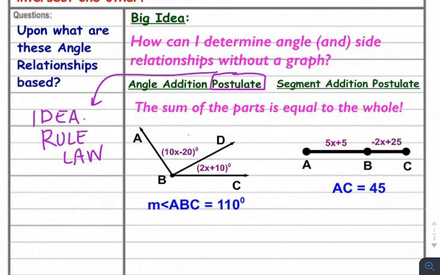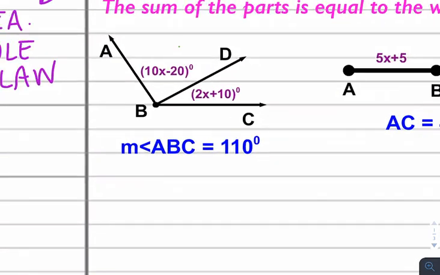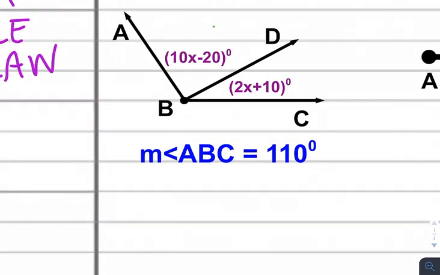The angle addition postulate and the segment addition postulate basically say if you have an angle or you have a segment, you can add the pieces together to get the whole thing. We can see that in action almost immediately if we look at these 2 examples. On the left here, we have this big angle ABC. Recall that angles are named in order of their vertices or points along the outside. And so we have A, we have B, we have C.